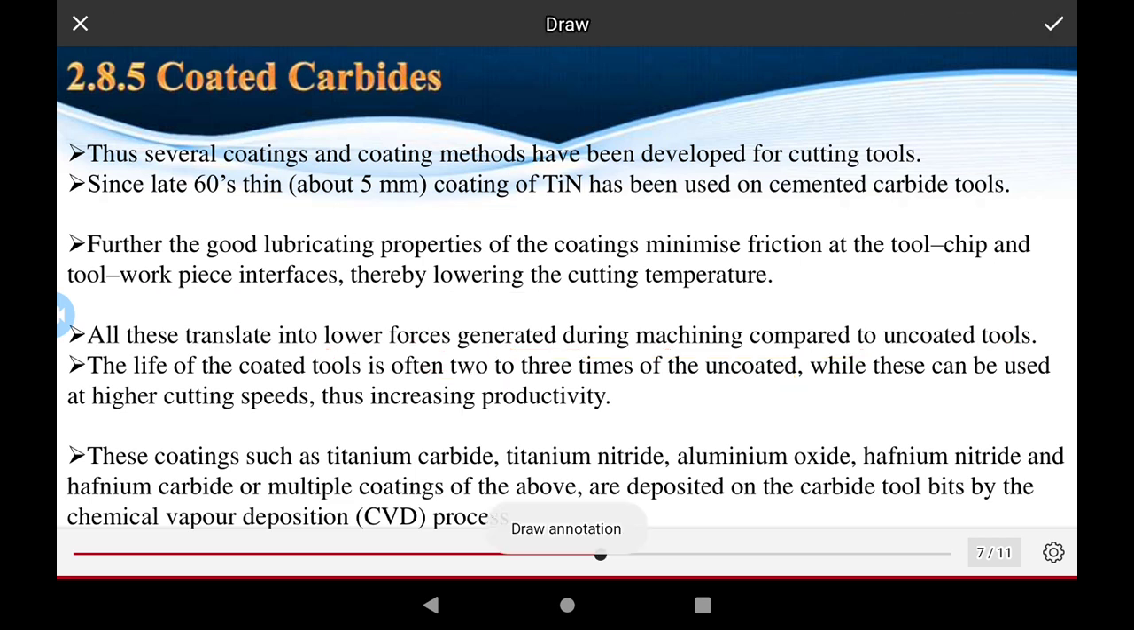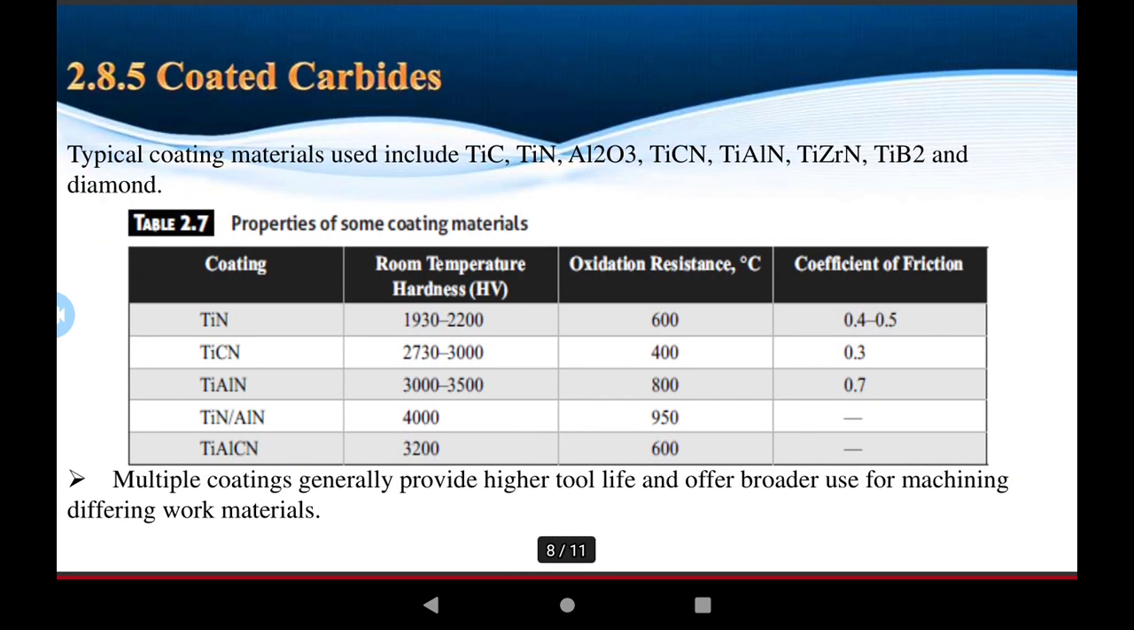Coatings are also made of materials such as titanium carbide, titanium nitride, aluminum oxide, aluminum nitride, and hafnium carbide, often as multiple coatings. Physical vapor deposition is used for carbide tools, better than chemical vapor deposition. Chemical vapor deposition is the process commonly used for coating. For coated carbides, the typical coating materials used include titanium carbide, titanium nitride, and aluminum oxide, Al2O3.